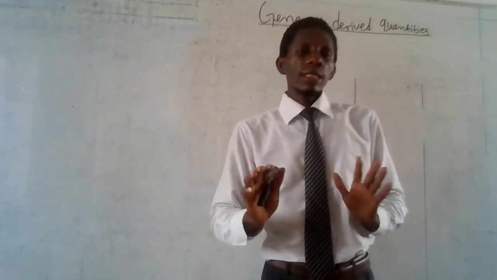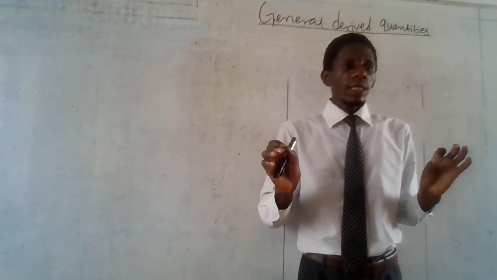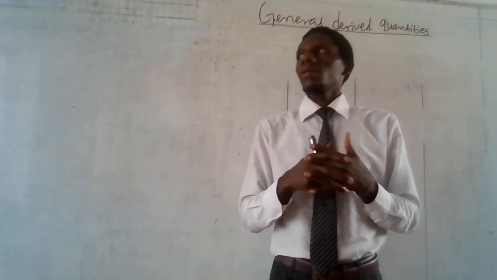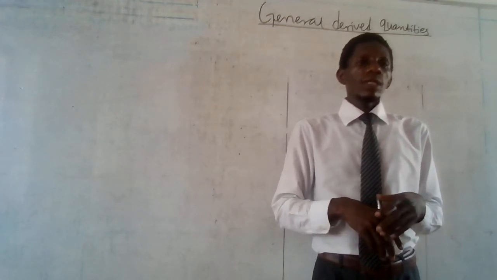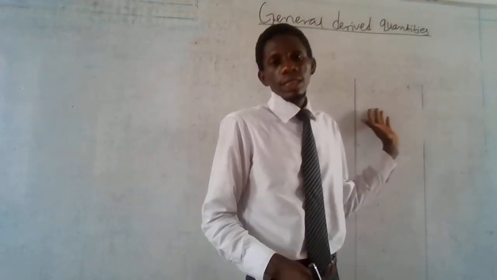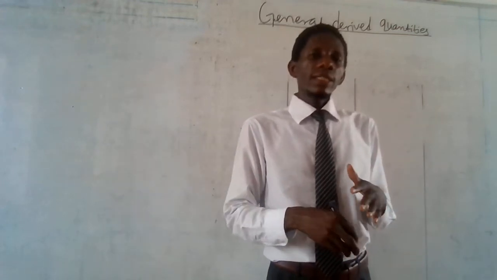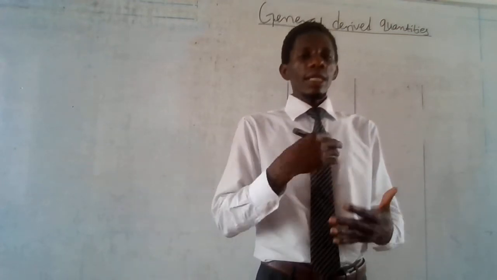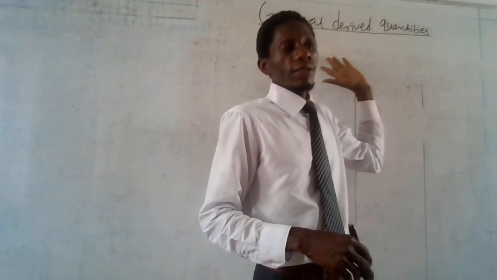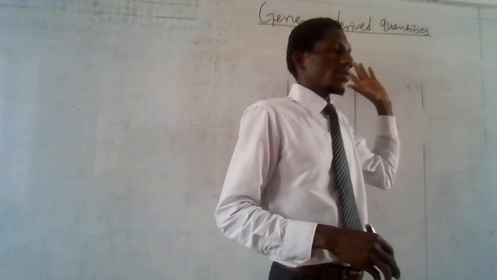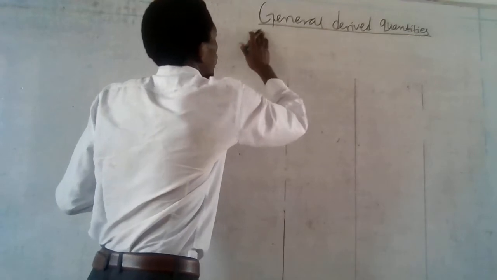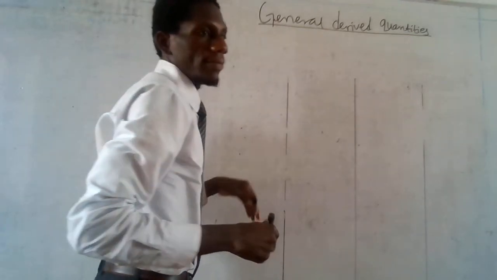So today we are going to look at some general derived quantities. Derived quantities are those whose definitions are based on other physical quantities, or let's say base quantities. Because this is our beginning, we need to understand each term that we speak. So I am going to write the definition of derived quantities here for you to have it at any time that you want.